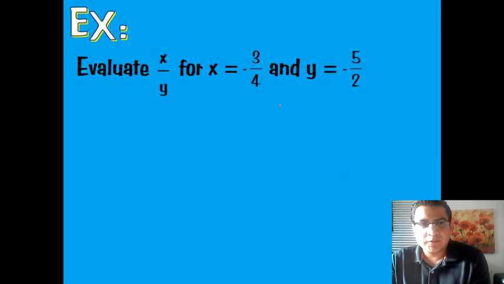All right, for this one here, evaluate. For evaluate, just had to replace this value into here. Let me show you how I did it. So the x is -3/4, and then the y is -5 over 2.